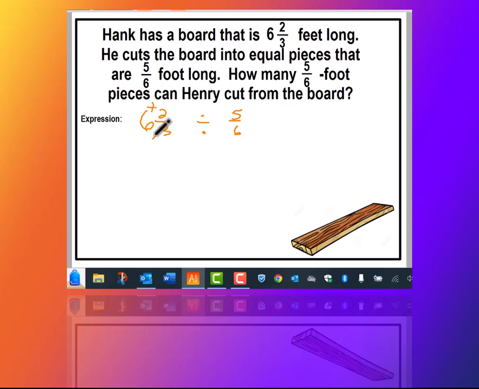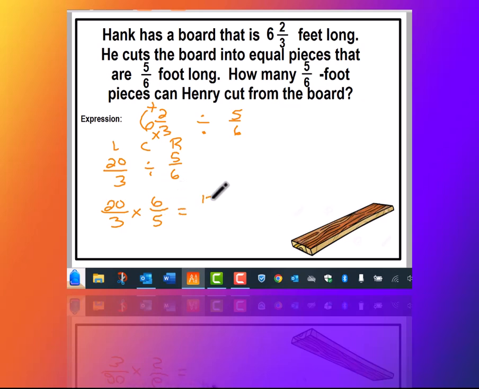So I'm going to have to change this mixed number to an improper fraction. 3 times 6 is 18, plus 2 is 20. Then the denominator stays the same, divided by 5/6. Now that I have that, I can do my LCR. Rewrite it into multiplication. Leave the first fraction alone. It's going to stay 20/3. Change the division to multiplication and write the reciprocal. Flip that last fraction. And now you're ready to multiply.